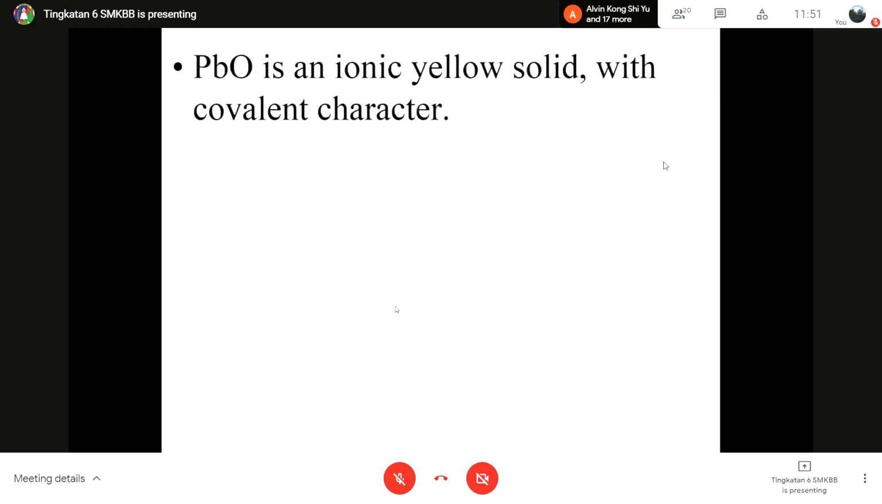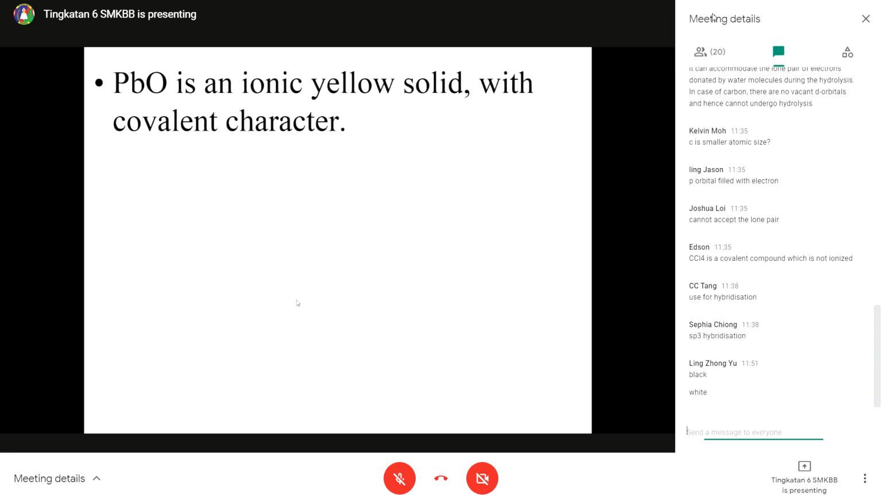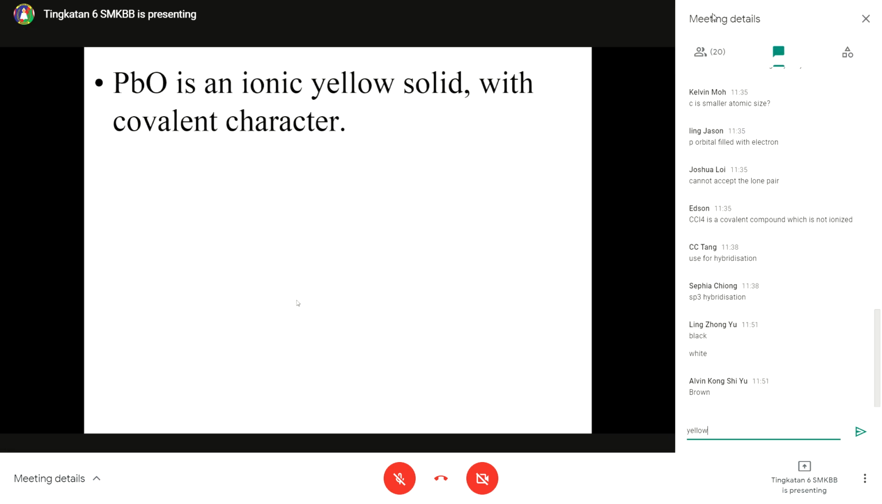Now, what's the color when it is hot? Joshua? PbO, when hot, what's the color? No, Chung Yu, no. Joshua? Okay, so you are correct. Brown color.